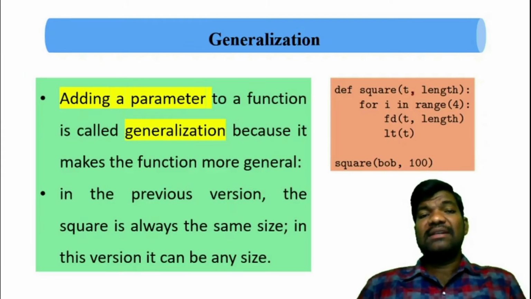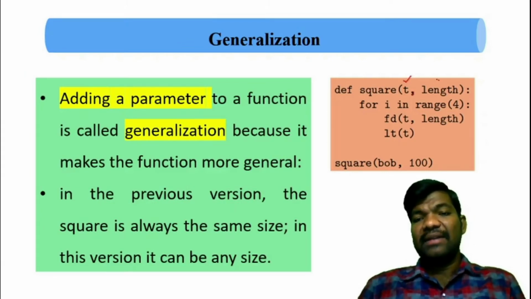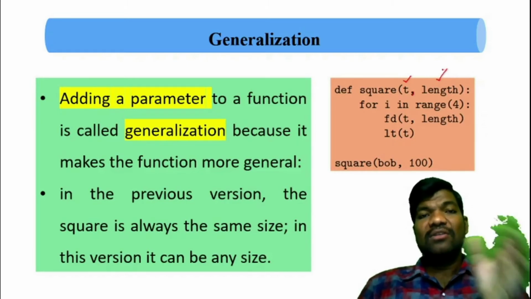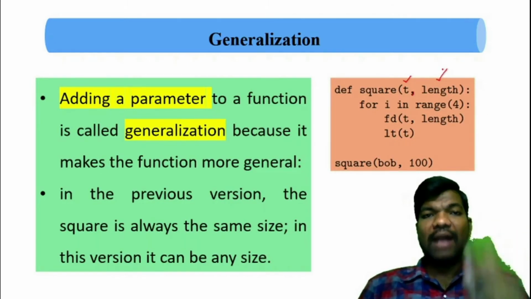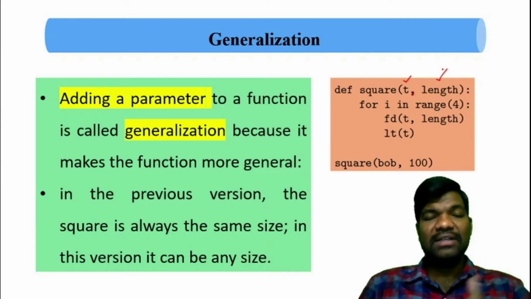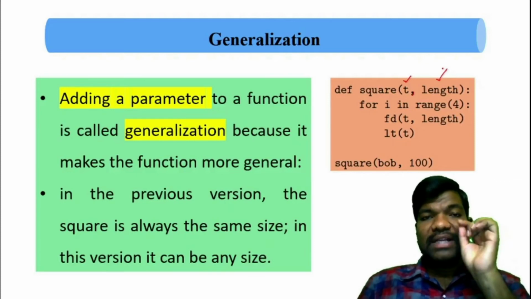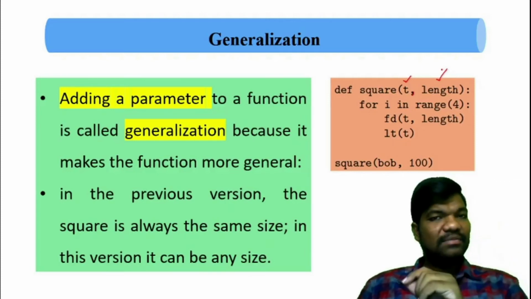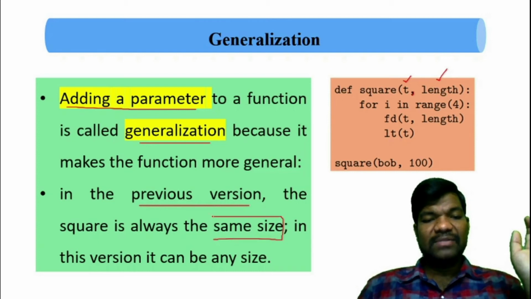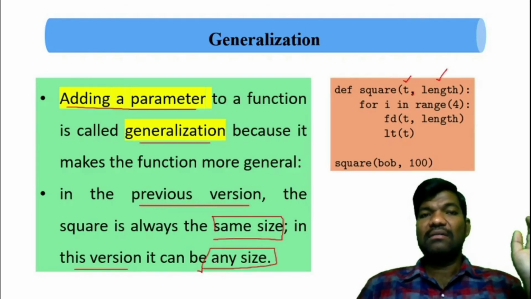Here two parameters are added. So t comma, and you are adding length also. In the previous program there is no length. You are drawing 100 steps. So you are moving 100 steps, left turn, 100 steps, left turn, 100 steps, left turn. That is predefined. You are giving only 100 steps. There is no dynamic way. So here you are adding a parameter. That is called generalization. In the previous version, it is the same size. But in this version, it is any size of the square.